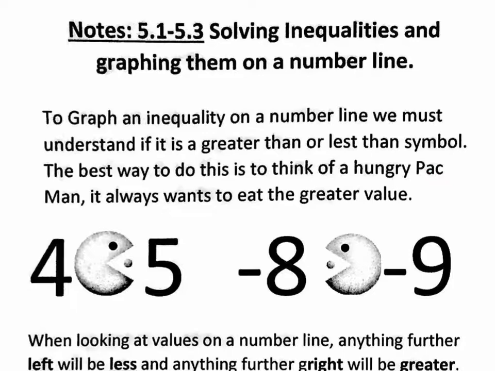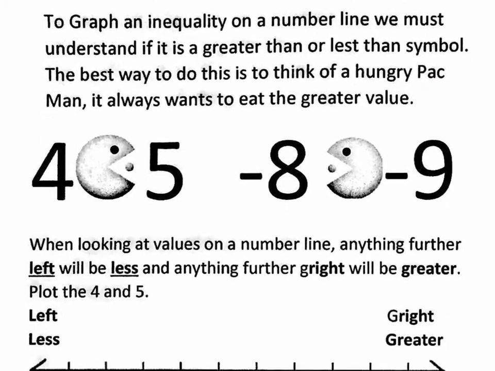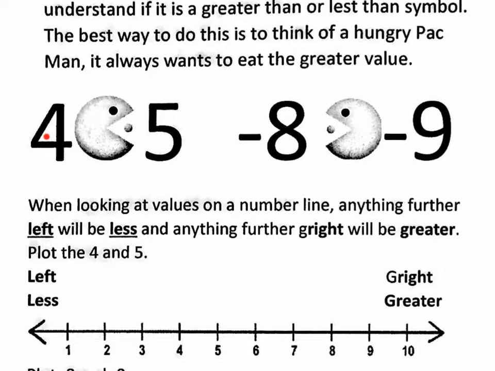It always wants to eat the greater value. So when we compare the 4 and the 5, the Pac-Man's hungry. Obviously, it's going to want to eat the greater value 5. That's why it's opening up to the 5. When you compare -8 and -9, the Pac-Man's hungry. It wants to eat the greater value, so that's why it's opening up to the -8.